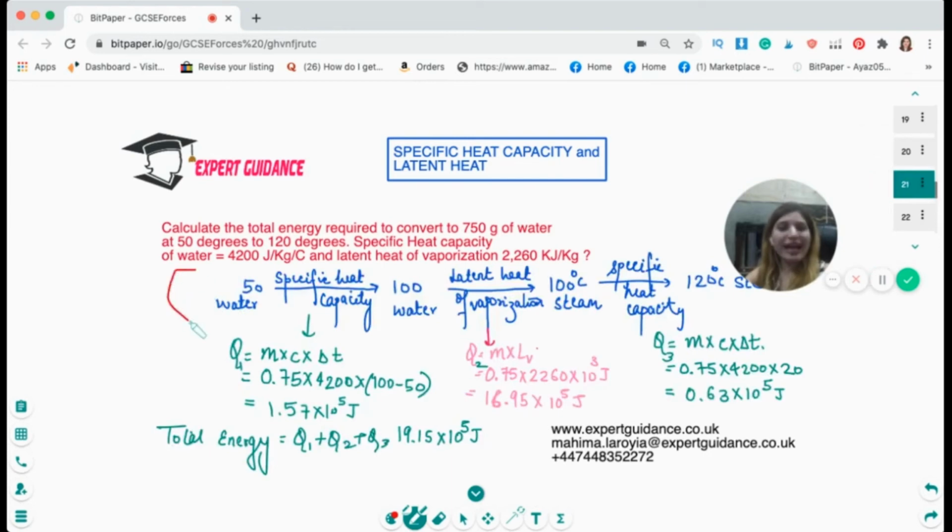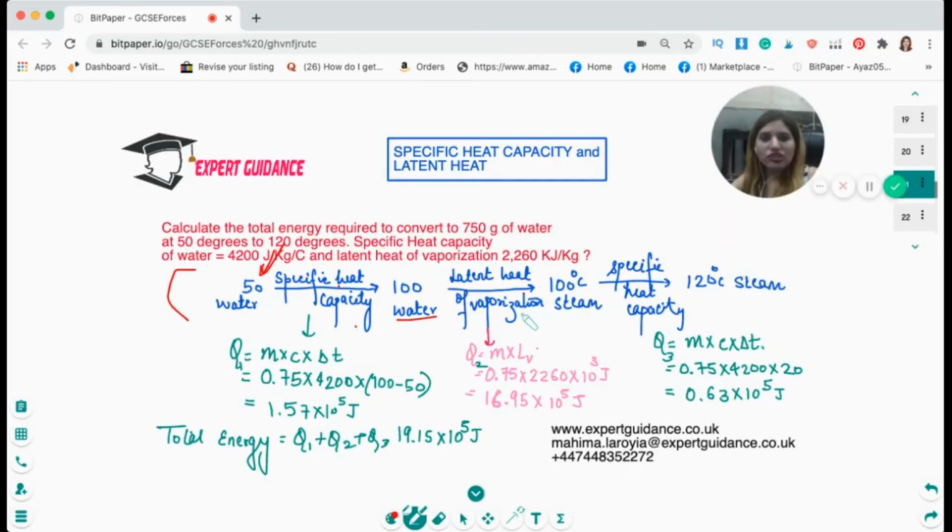Now first, let's see what will happen in this whole process. The water which is at 50 degrees, we use the specific heat capacity to find how much heat is required to raise it to 100 degrees. When it has been raised to 100 degrees, the water will change into 100 degree steam. So the energy then given would be the latent heat of vaporization. Then after 100 degree centigrade steam, it will convert into 120 degree steam, and there we'll use the specific heat capacity.